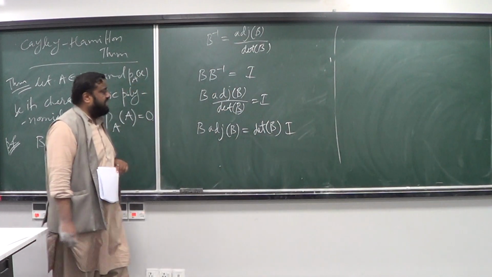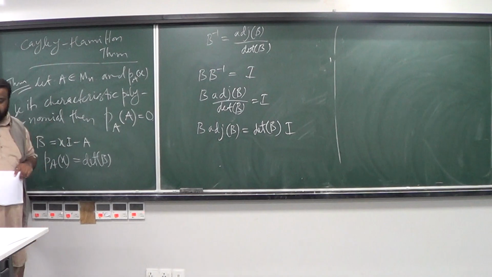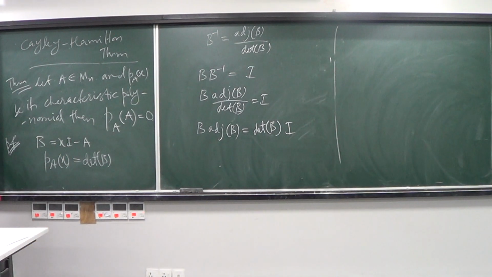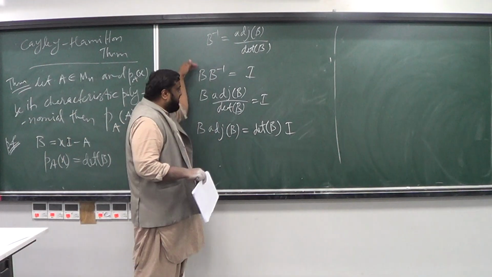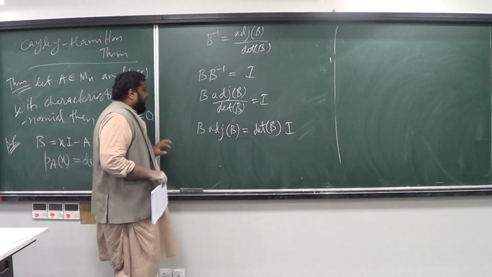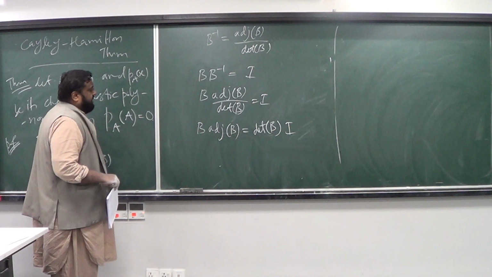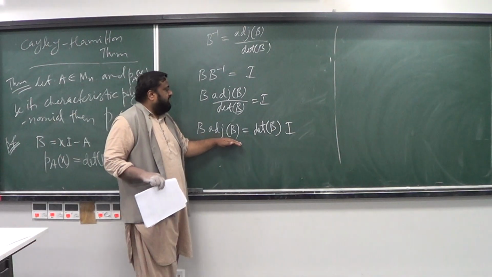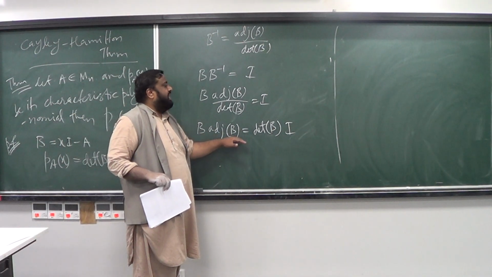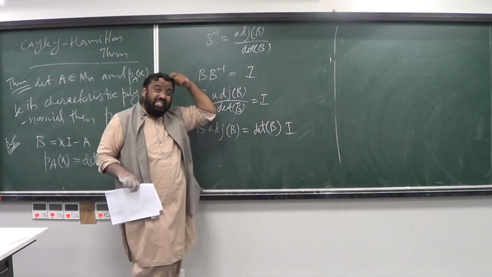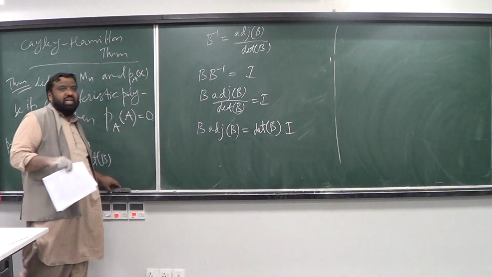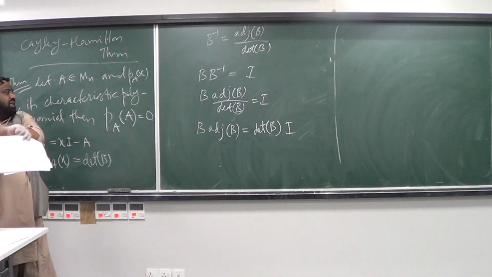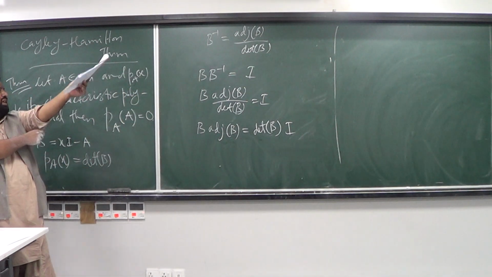Okay, this is the identity that I was about to write directly, but you can derive it very easily. For any given matrix B, if you multiply it with its adjoint, this is the same as multiplying the determinant with the identity matrix. Okay. Now I would like to make you realize something.